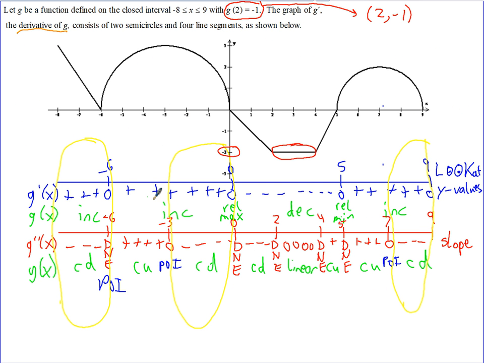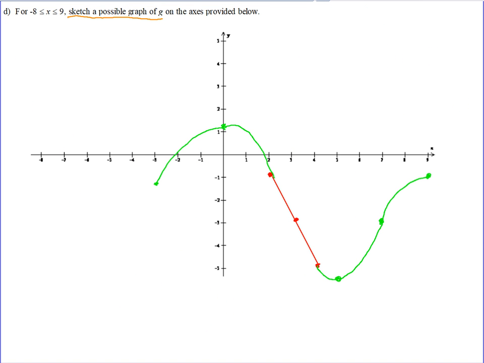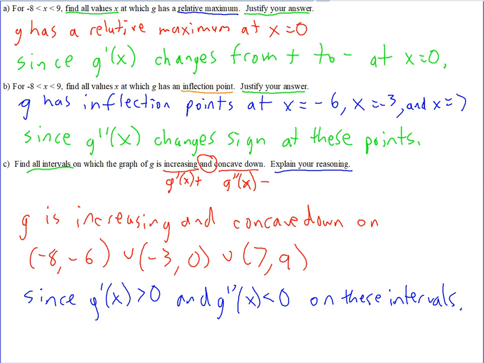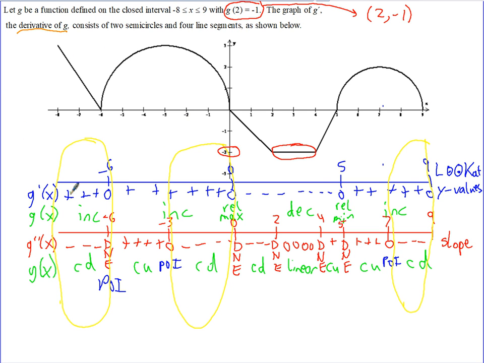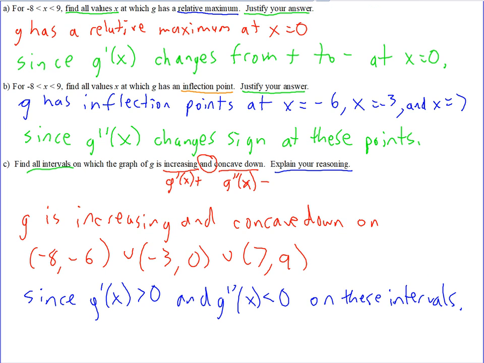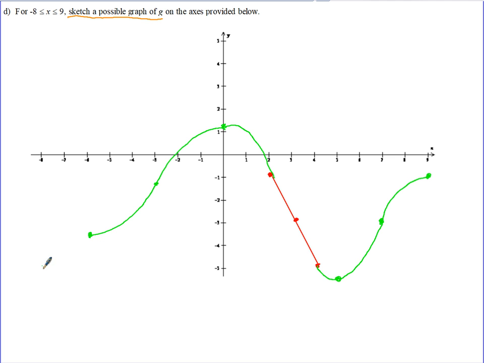Then from -6 to -3, it's increasing concave up, shaped like a cup. And then finally, from -8 to -6, increasing concave down. So there's a sketch of a possible graph of G.